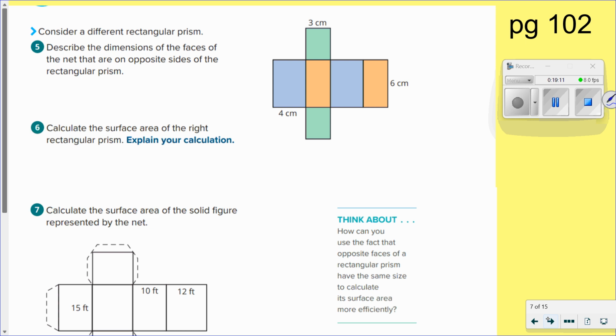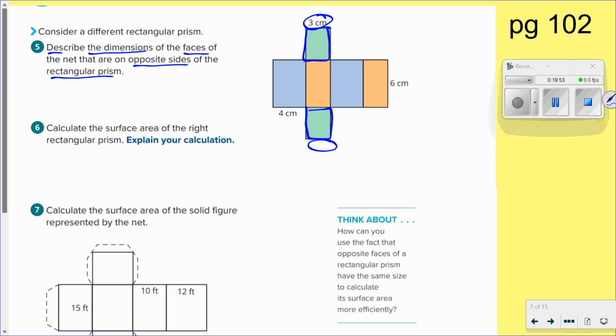Okay, guys, on page 102. We are skipping several problems, just so you know, because there's a lot more here than we can cover in one class period. So describe the dimensions of the faces of the net that are on opposite sides of the rectangular prism. So what would you say about the dimensions that are on opposite sides? In other words, I know that this side that I have folded out, so this would be the base of this rectangular prism.